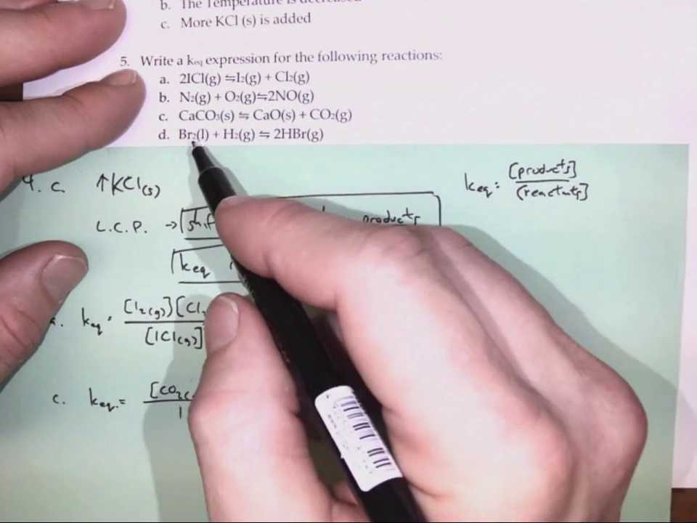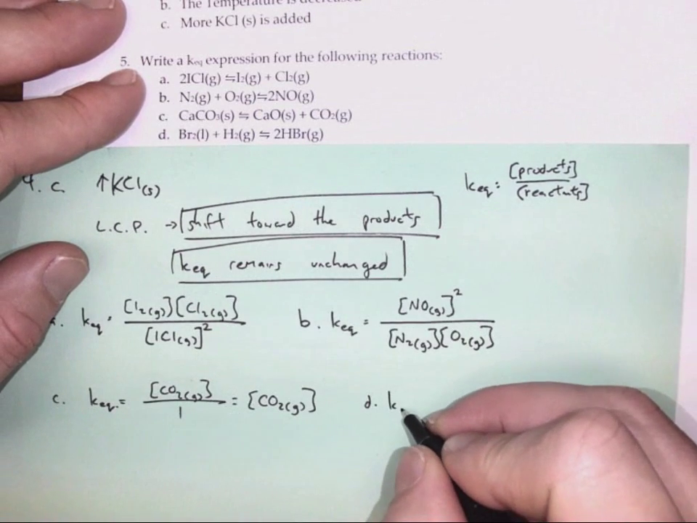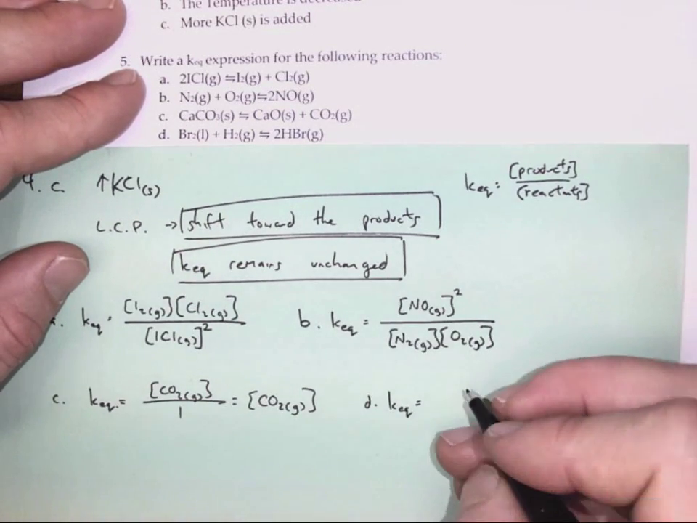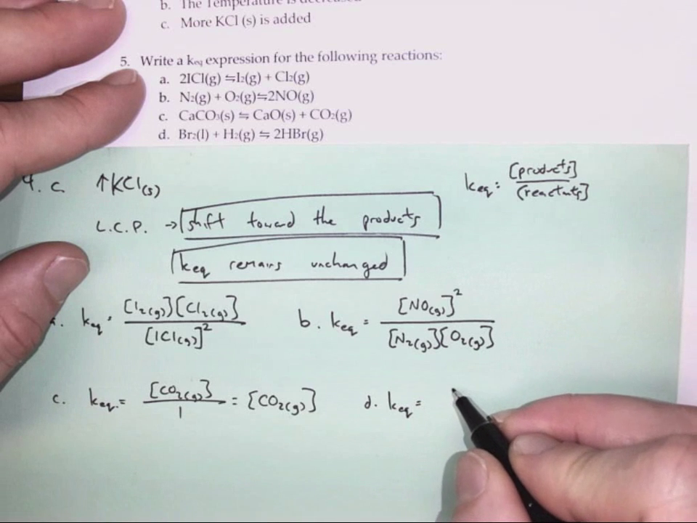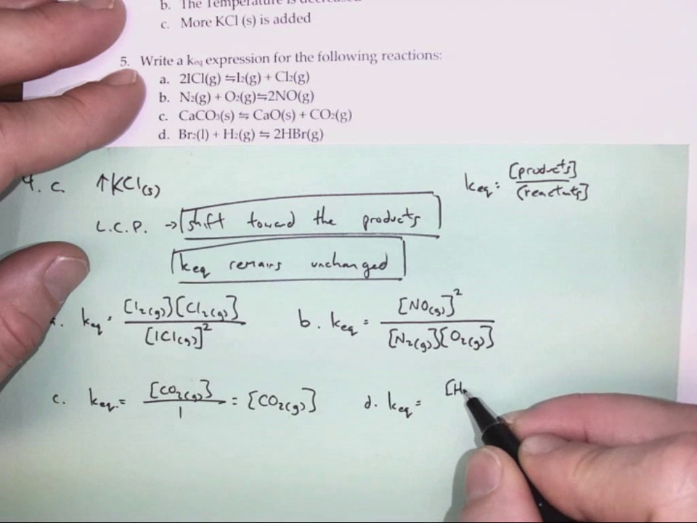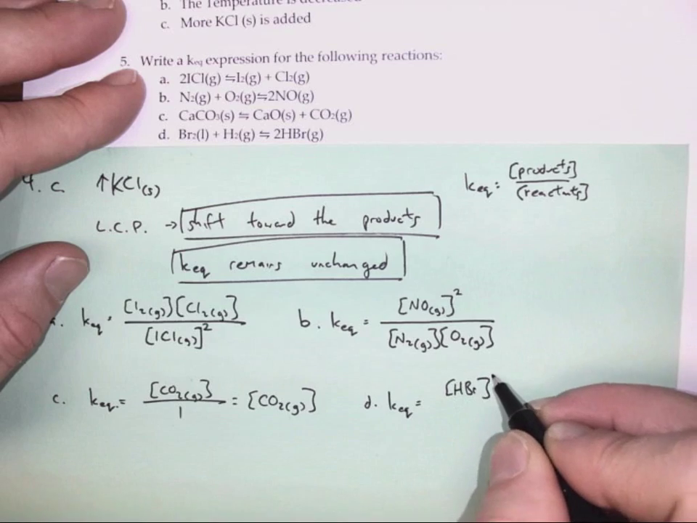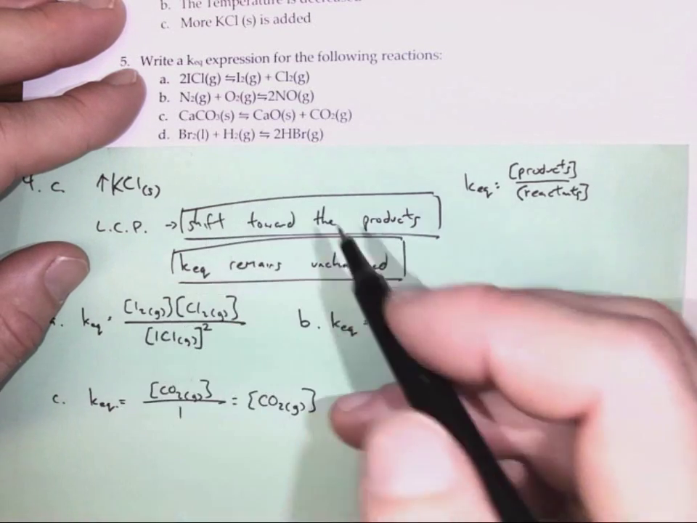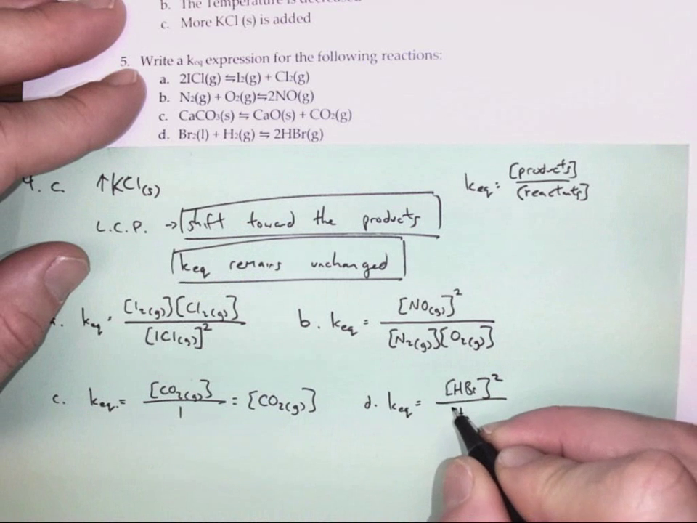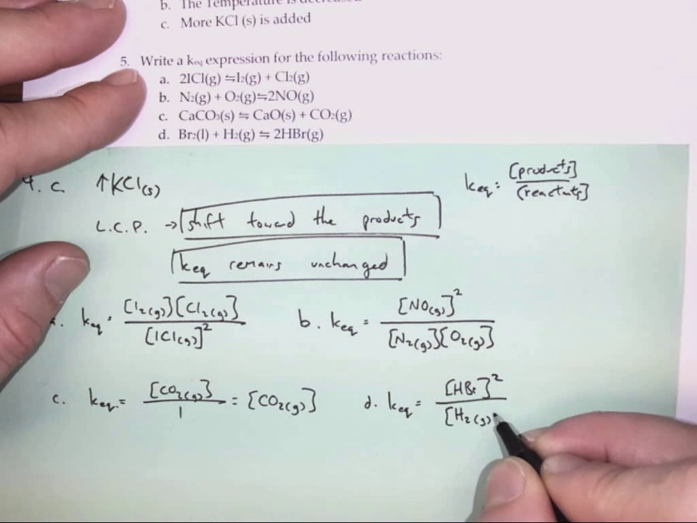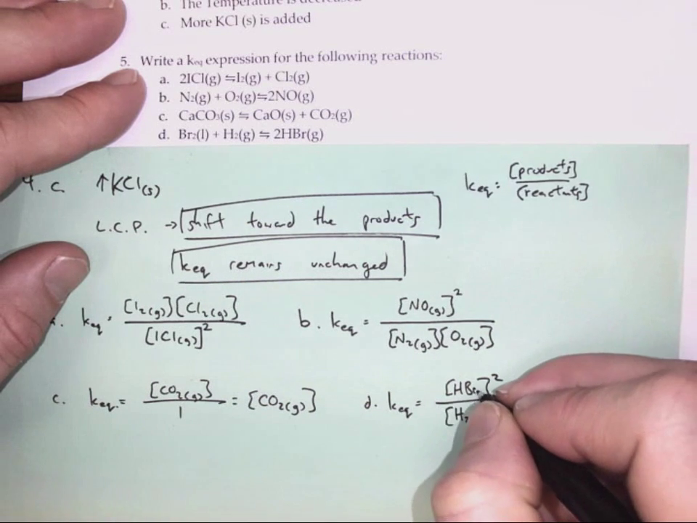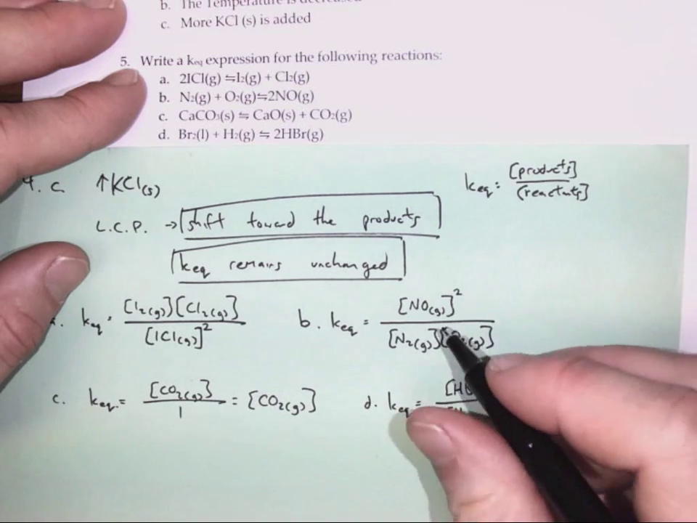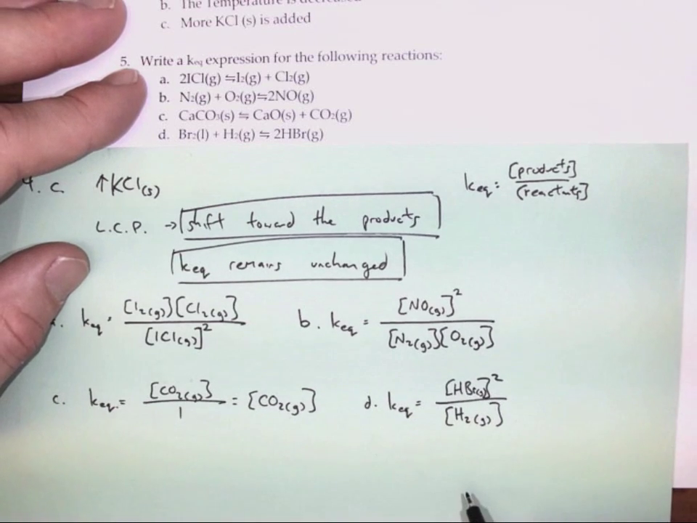All right, moving on to question D. Again, we've got to watch out for this liquid here. We are not going to be including the liquid in our equilibrium constant expression. So we're going to start with our products, our HBr, and we're going to square that because we have a coefficient of 2. And we're going to write only the hydrogen term. I should include the phases, but it doesn't really matter if you include the phases. I would say most people don't, so don't worry about that.